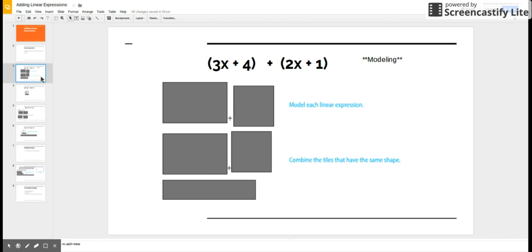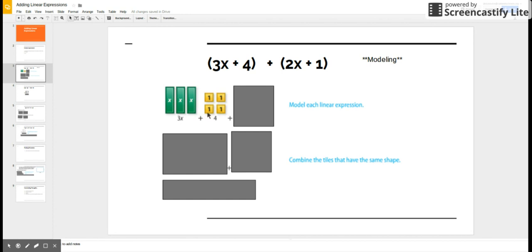All right, so the first way that you can do it is through modeling. So I'm going to show you that now. We have 3x plus 4 plus 2x plus 1. First, you're going to model each linear expression. So you're going to write out or draw out 3 x's and 4 ones, right? 3 x's, 1, 2, 3, and then 4 ones, 1, 2, 3, 4.